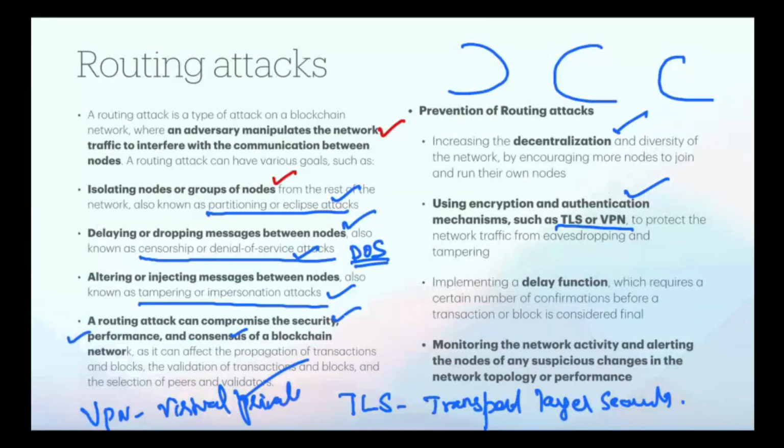Virtual private network. So using these kinds of things to protect the network traffic from eavesdropping and tampering. Eavesdropping means overhearing. So we can use these encryption standards to prohibit the eavesdropping and the tampering.